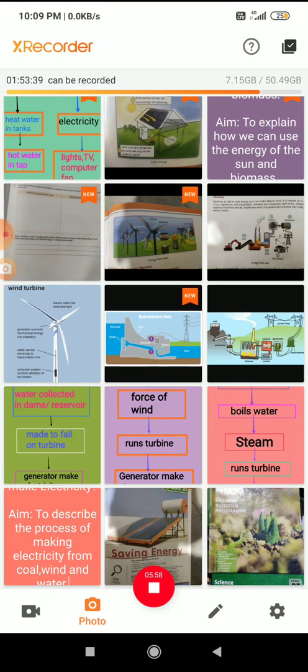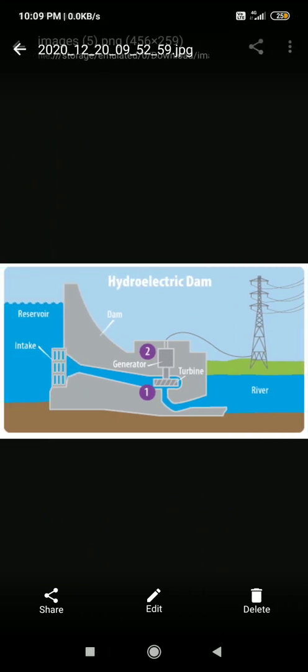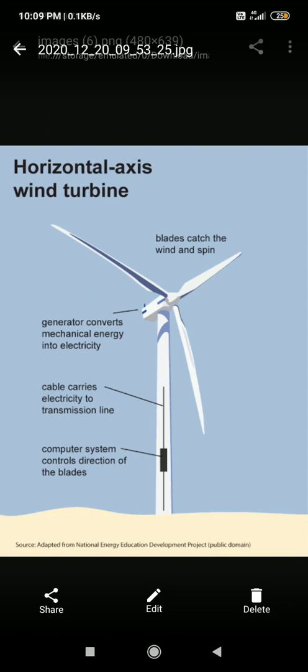Okay, so students, what do you think about all of this, means coal, right? Hydropower plant, means using the water, then wind, right? Windmill. What do you think students, which one is best? And why do you think so? Think of it. All types of power plant have their own advantages and disadvantages, right?